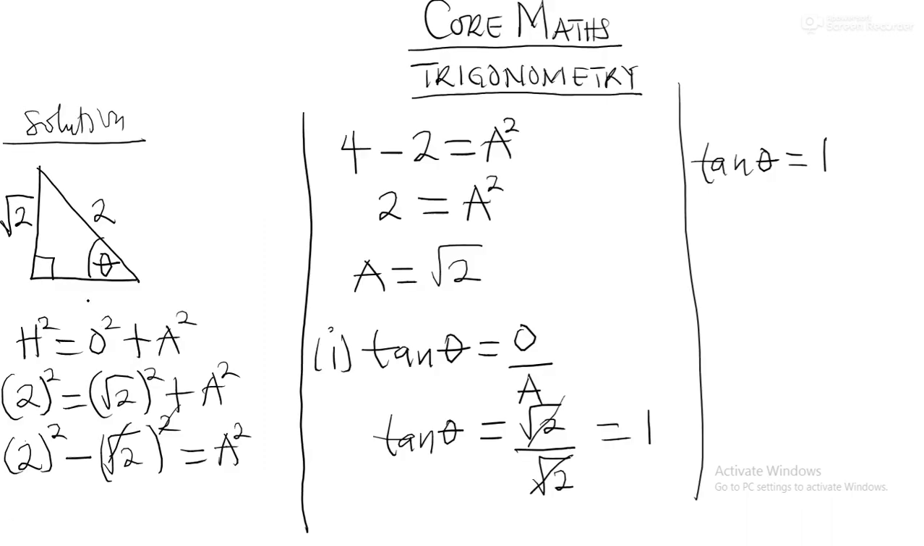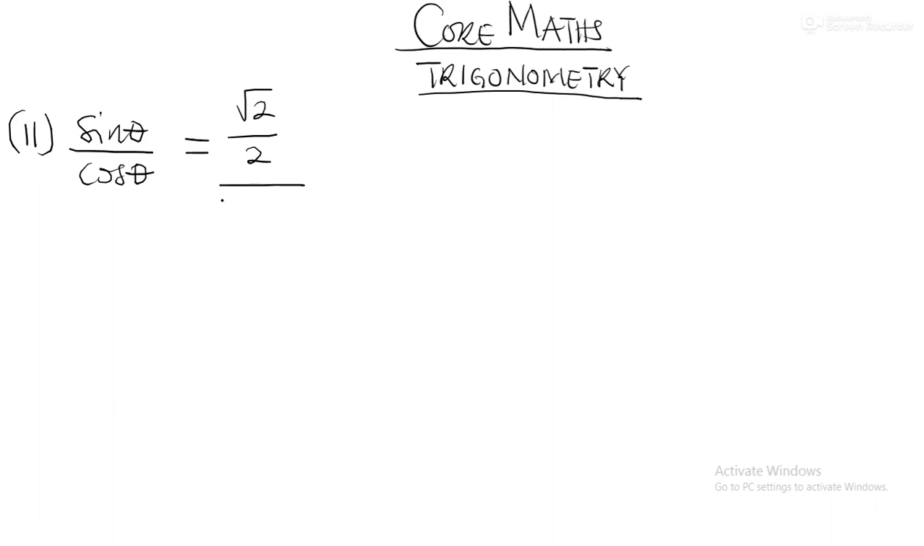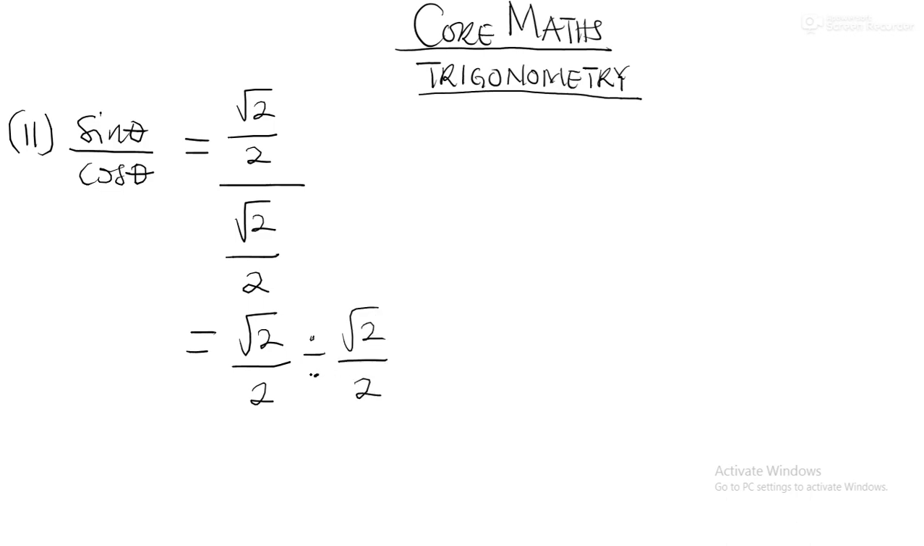So cos theta is what? Adjacent is root 2, hypotenuse is 2. So we are going to get the same value as the sine, root 2 over 2. Now if this form is confusing you, you can rearrange it or write it this way: root 2 over 2 divided by root 2 over 2. Now they are the same thing, they will cancel out.